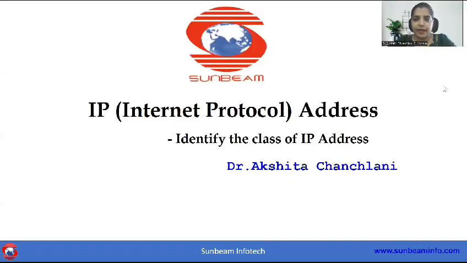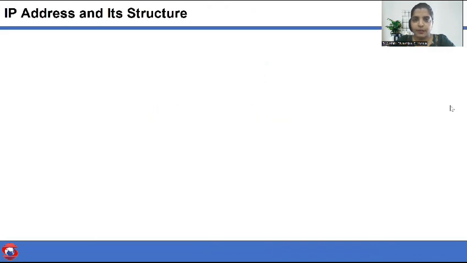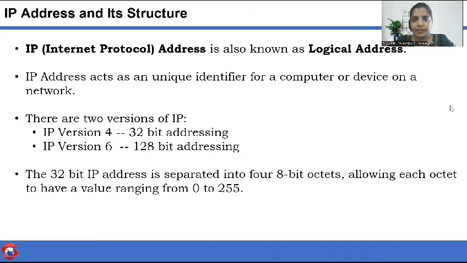Everyone. Let's look at the topic, how to identify the class of IP address. An IP address is also known as a logical address, and it acts as a unique identifier of a computer or a device on the network. There are two versions of IP address, IPv4 and IPv6, 32-bit addressing and 128-bit addressing respectively. The 32-bit IP address is separated into four 8-bit octets, allowing each octet to have a value ranging from 0 to 255.